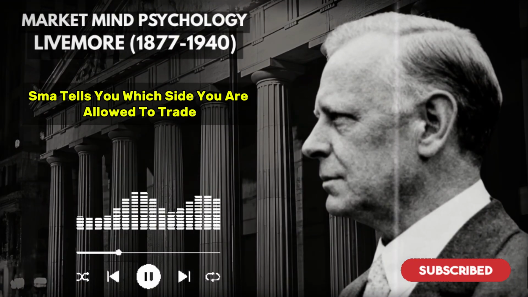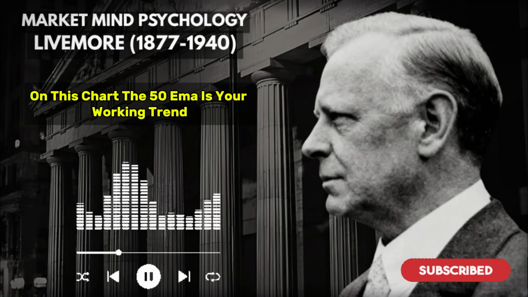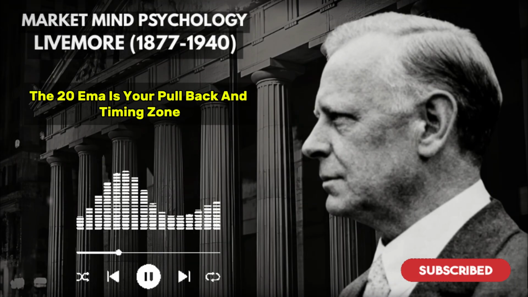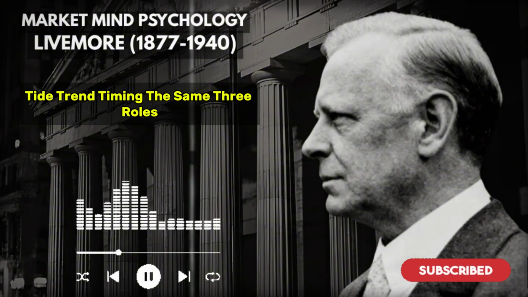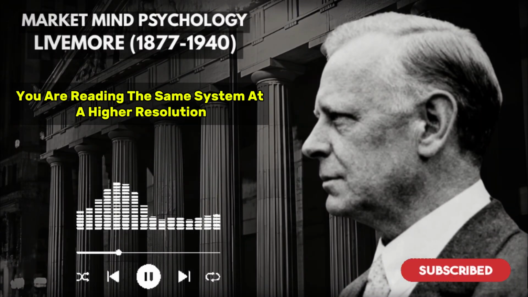The 200 SMA tells you which side you are allowed to trade on this chart. The 50 EMA is your working trend. The 20 EMA is your pullback and timing zone. Tide, trend, timing. The same three roles. Faster tools. You are not learning a new system. You are reading the same system at a higher resolution.